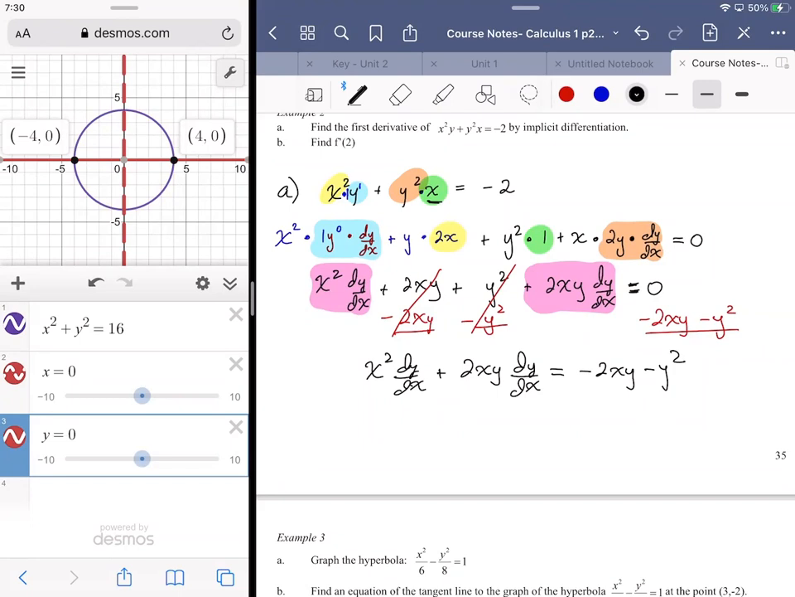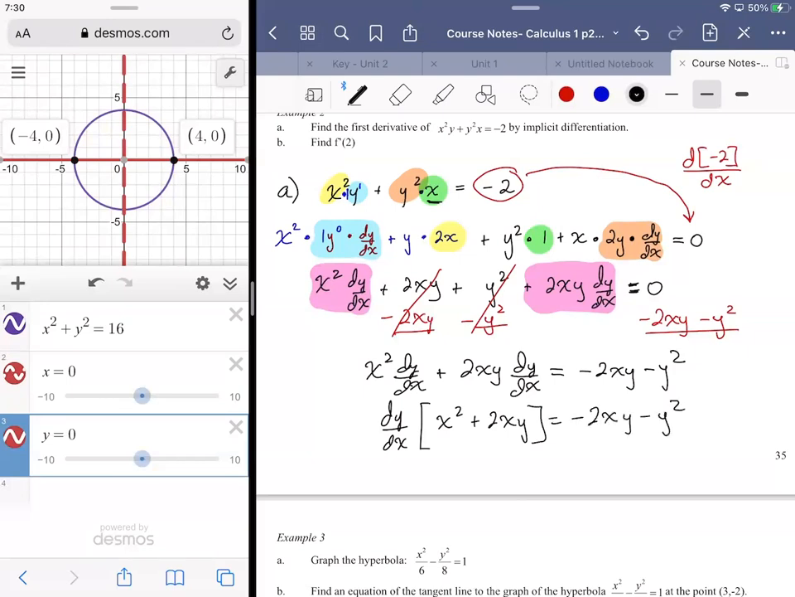The right-hand side should actually go to 0 because we're taking the derivative of -2 with respect to x, and the derivative of a constant is always going to be equal to 0. So I'm going to factor out a dy dx. It's going to leave me with x squared plus 2xy. Right-hand side, -2xy minus y squared. And then it's just a matter of dividing. Not pretty, but this is what our derivative is going to be.